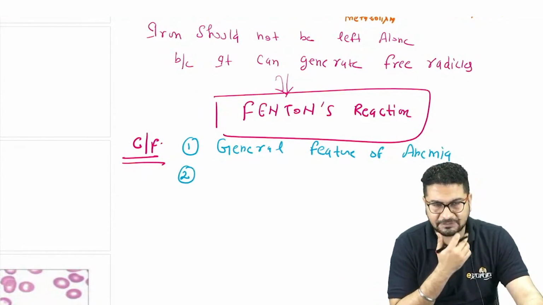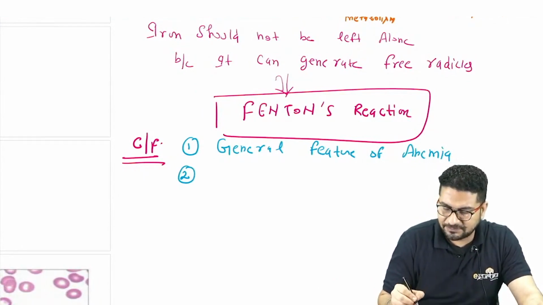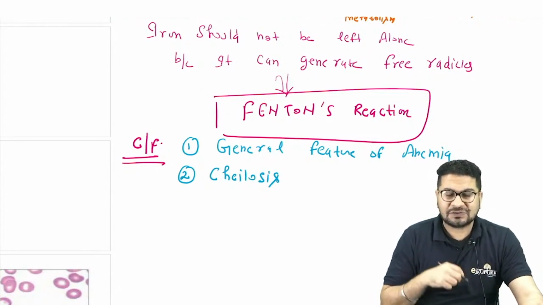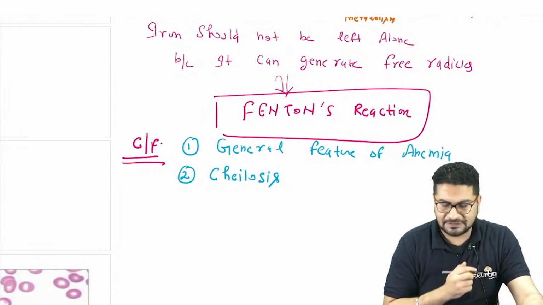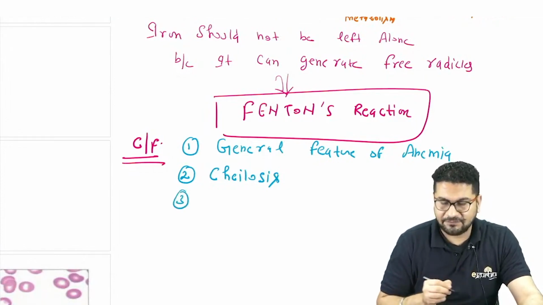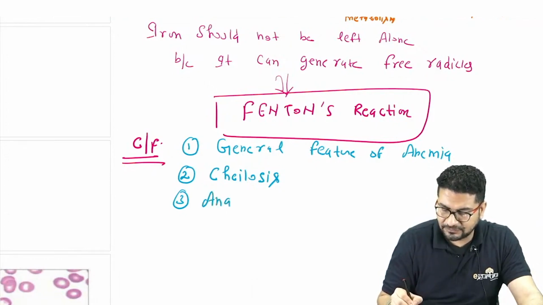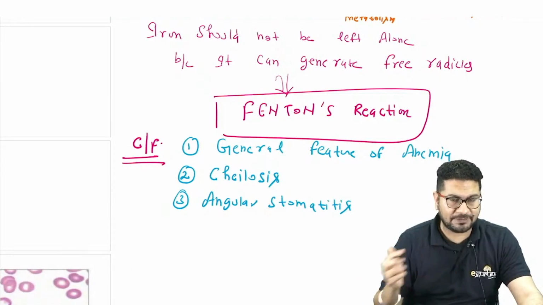So the first special feature that the patient can develop is cheilosis. You will see there will be cheilosis or cheilitis. There will be inflammation and dryness in the lip. The patient can develop inflammation or dryness in the lip. There will be inflammation in the oral cavity, at the angles of the oral cavity, which we call angular stomatitis. So there can be lip dryness, lip cracking, and angular stomatitis.